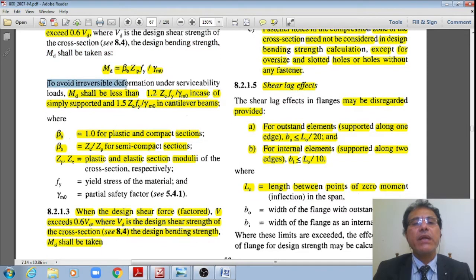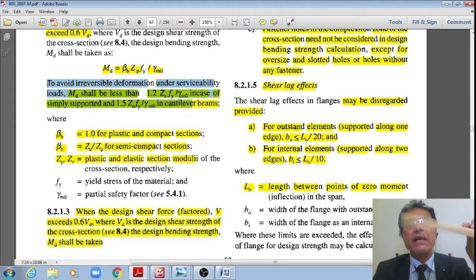However, to avoid irreversible deformation under the serviceability loads, MD shall be less than 1.2 Ze fy divided by gamma m0 in case of simply supported beams, and 1.5 Ze fy divided by gamma m0 for cantilever beams.